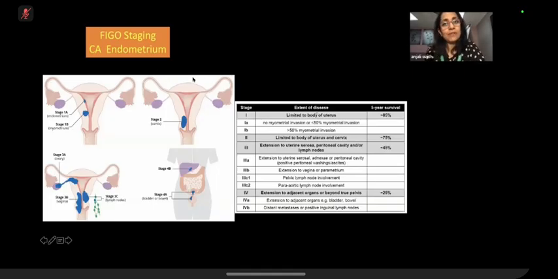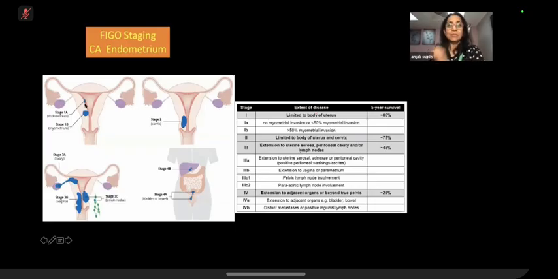Now, staging of CA endometrium, CA cervix, and CA ovary have been asked in the exam. So it's important to be aware of the staging. In stage 1, it's confined to the uterus. Stage 1 again has stage 1A and 1B. Stage 1A, the tumor invades less than 50% of the myometrium, whereas in stage 1B, more than 50% of myometrium is involved.